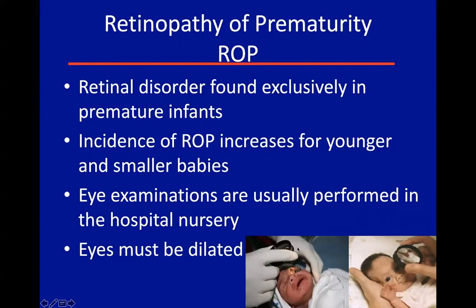Eye examinations are usually performed in the hospital nursery. Can you see how small these children are? This is me examining one of the little babies. I can practically cover his whole face with half of my hand, and the eyes have to be dilated. So we dilate the eyes, we examine them, and we have to treat them immediately, at 6 weeks of gestational age, if you want to believe it. And sometimes we put even glasses on them early.